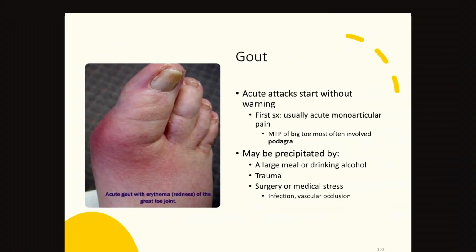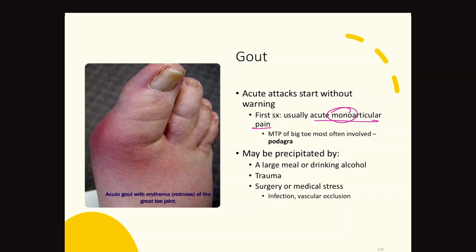So here's what gout looks like. They start without warning. First symptom is usually acute monoarticular pain. Why is it important that we talked about monoarticular? Yep, because remember, the osteoarthritis, rheumatoid arthritis are usually bilateral symmetrical joint pain. Gout is monoarticular, one joint is affected.